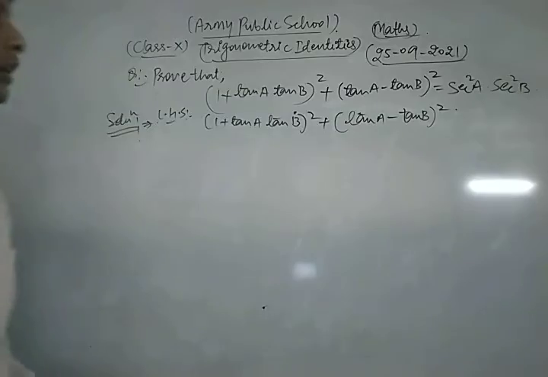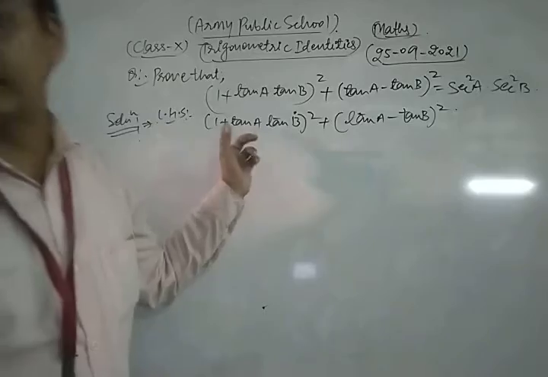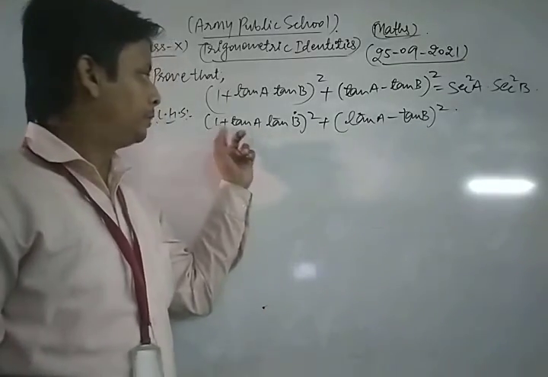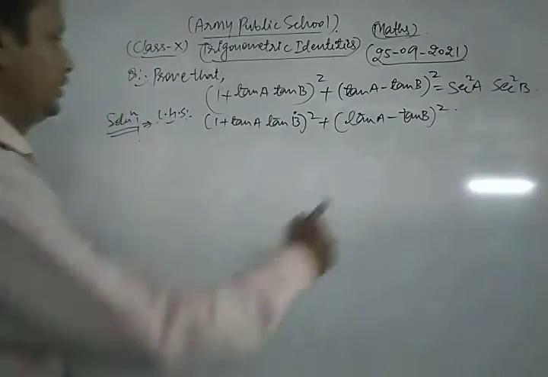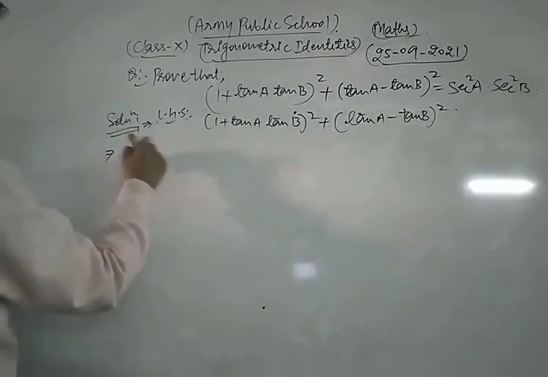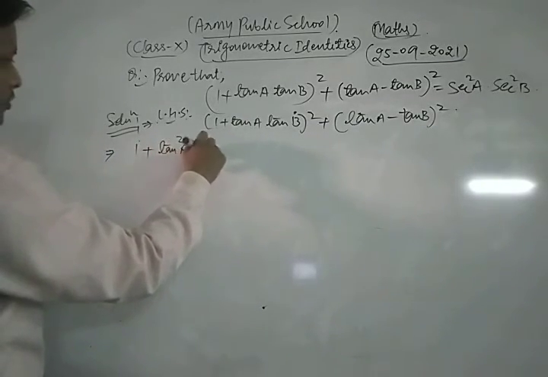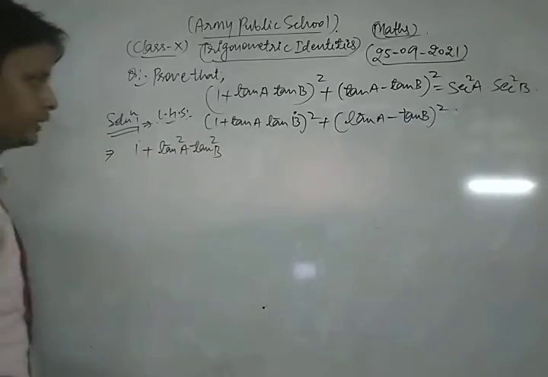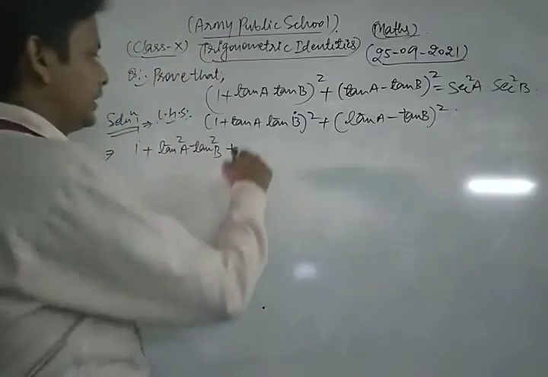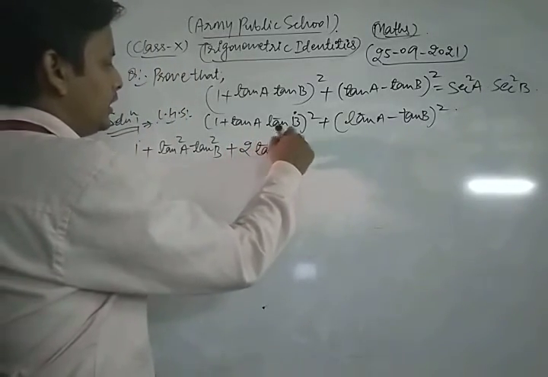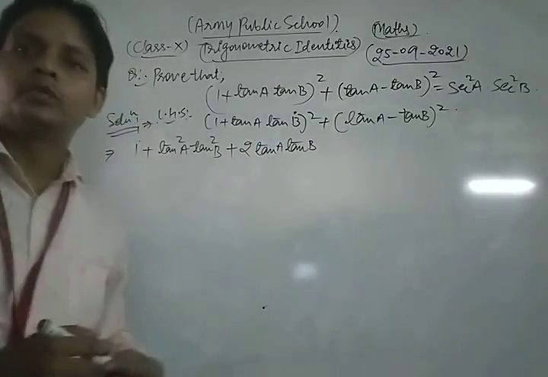Okay, now look. Here we expand the given value based on the identity (a + b)². The value of a is 1 and the value of b is tan a tan b. So we expand it: a² means 1² which is 1, plus b² means tan²a tan²b, plus 2ab, so we write 2 tan a tan b. This is the identity a² + b² + 2ab.